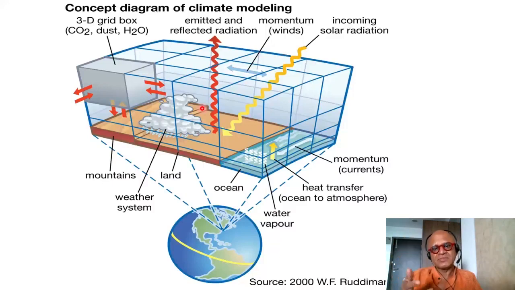And there are details. In general, models have easier time simulating, let's say, temperature compared to precipitation, because we don't fully understand the processes which form clouds and rain and so on and so forth.